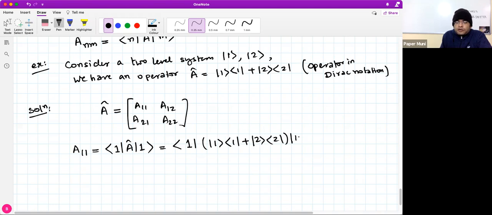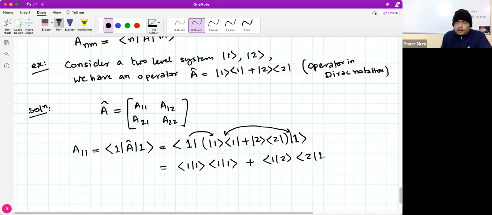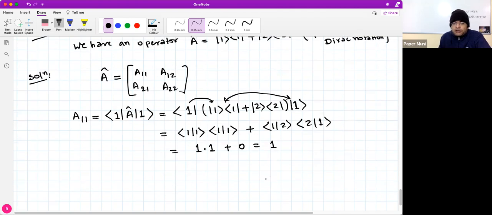Now when we sandwich this, we are putting this together. Let's take this element and take this term as well as this term. The first thing: we have 1, 1. Now this becomes an inner product with the rightmost ket, and then the second term is an inner product here, and this becomes an inner product on this side. So if you see, this is 1, this is 1. We have already mentioned there are 2 level systems, so that means the 1 and 2 states are orthonormal. So we have ones, and in this case we have 0. So the A11 matrix element becomes 1.